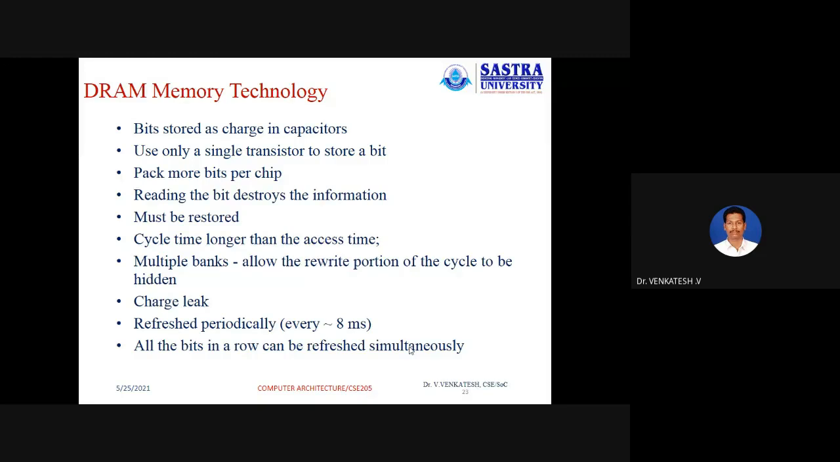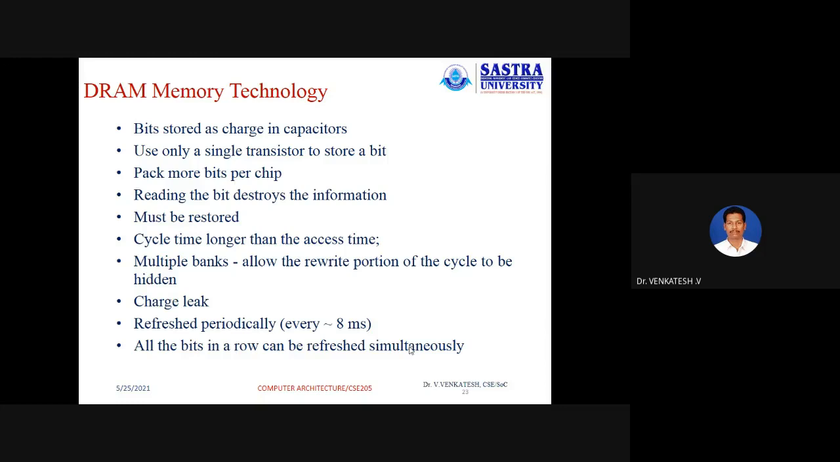So all the bits in a row can be refreshed simultaneously. I will use the rows and columns matrix. In that case, I will get the rows, and they are going to be refreshed simultaneously. So the data is going to be in that horizontal way, and we have to refresh that circuit.